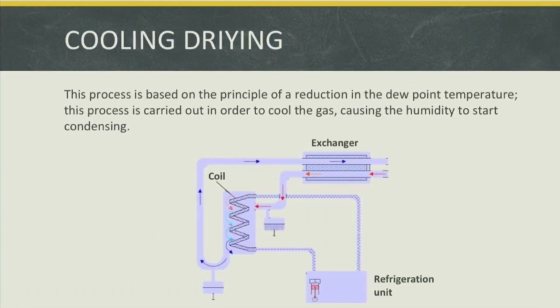Process number 1. Cooling drying. This process is based on the principle of a reduction in the dew point temperature. This process is carried out in order to cool the gas, causing the humidity to start condensing. The route the air takes through the dryer is as follows.